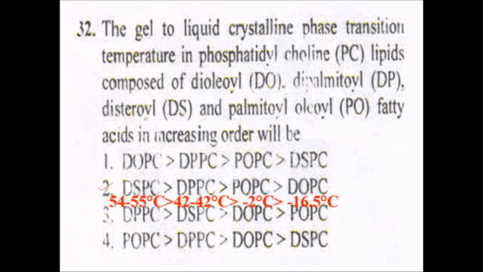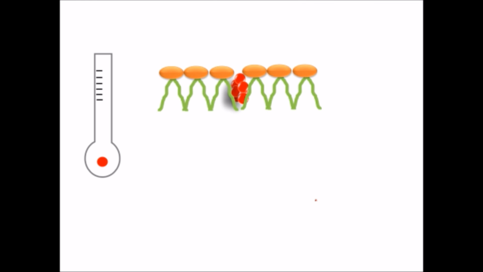DSPC has approximately 54 to 55 degrees Celsius, where it can change from gel to liquid crystalline, and DPPC has, sorry, it should be only 42 degrees Celsius, and POPC has -2 degrees Celsius, and DOPC has 16.5 degrees Celsius. Okay, so the option will be 2.